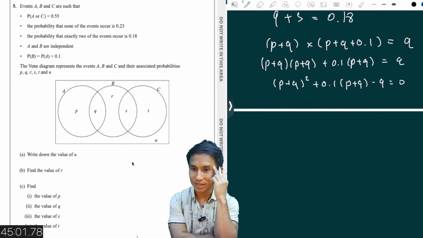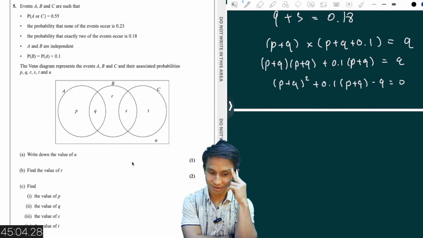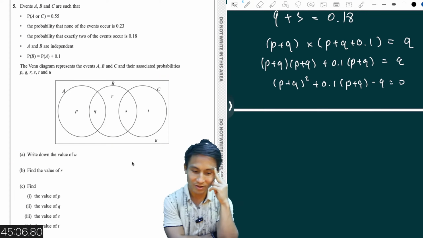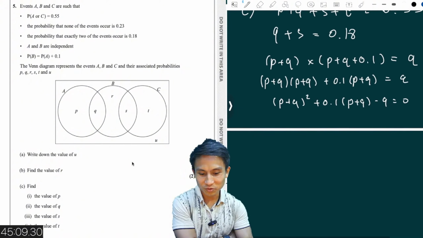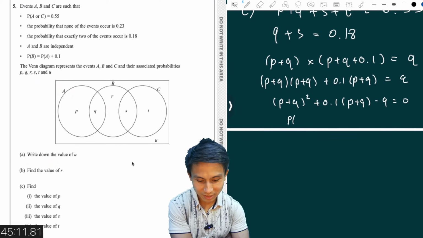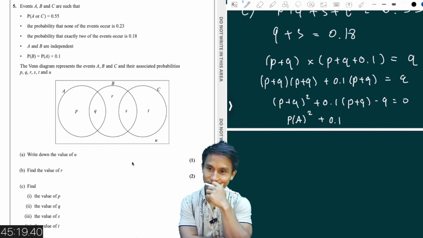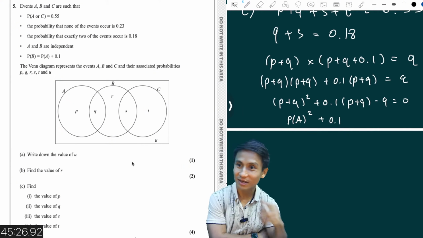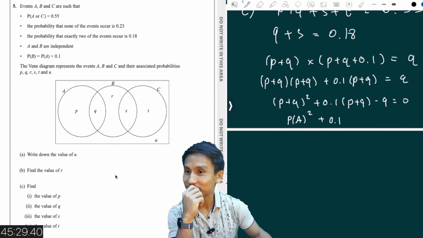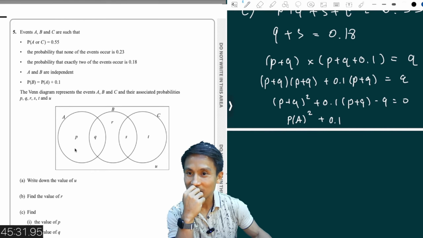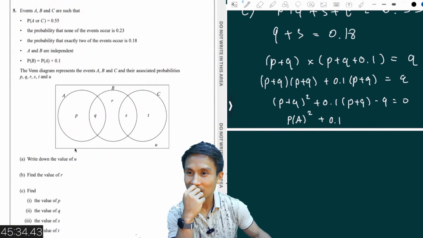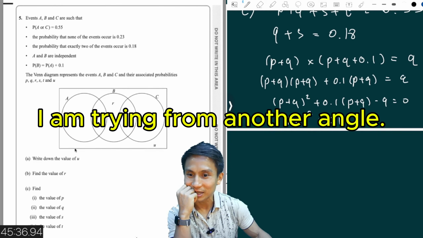Well, P plus Q is basically PA, right? Oh, hang on. Yeah, I think we should do in terms of PA. So this is PA. So let's make that PA. PA squared plus 0.1. But we don't know Q. Right, guys. This one is troubling me. What am I missing here?